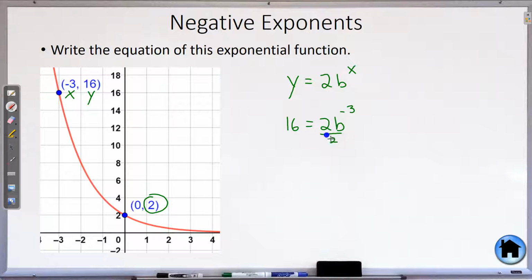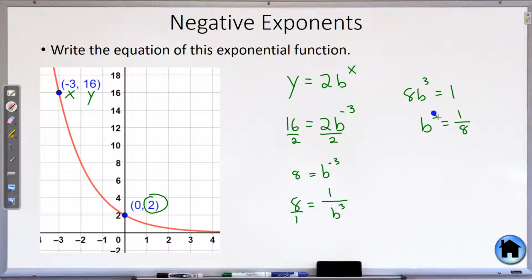But first we can divide by 2. That's the first step here. So b to the negative 3 is equal to 8. Now, we have to get b by itself. We have to get rid of this negative 3 here. So first you want to rewrite this. Remember, a negative exponent sends it to the denominator. And now we want to get b by itself. Again, maybe cross multiply. So you get 8b to the third is equal to just 1. Divide the 8 to the other side. So that's 1 over 8.